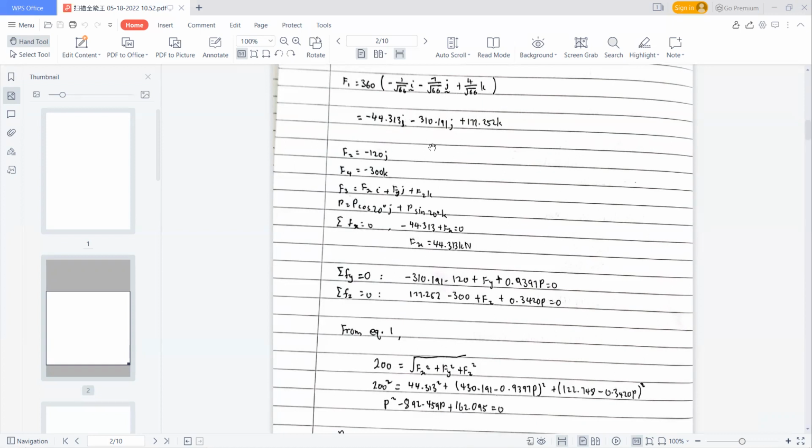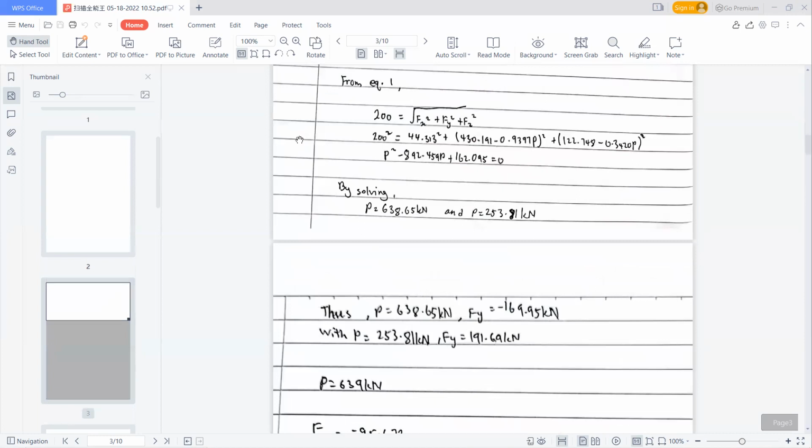For the Fy, we will use the J. So for J, we will have F1 and F2. So F3, we don't know, plus 0.9397P, which is the cos 20. For Fz, same thing. We will repeat the same formula. We are using the value of K, which is 177.252 and negative 300K plus the F3 Fz that is unknown plus P sin 20K, so equal to 0.